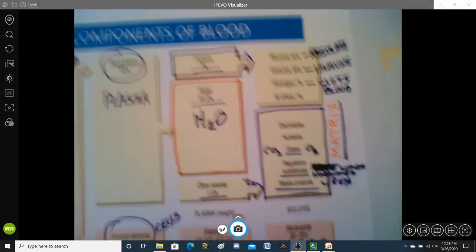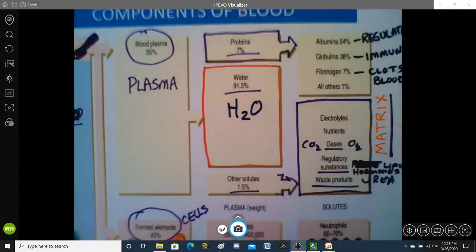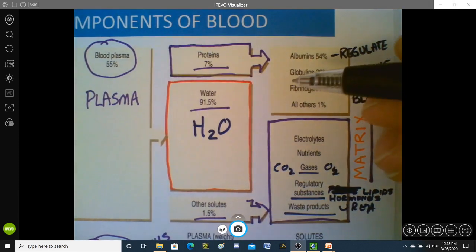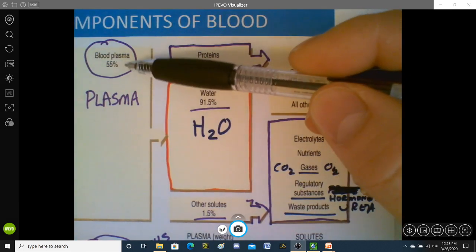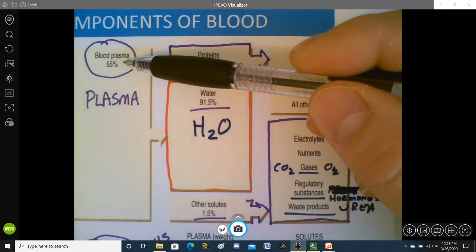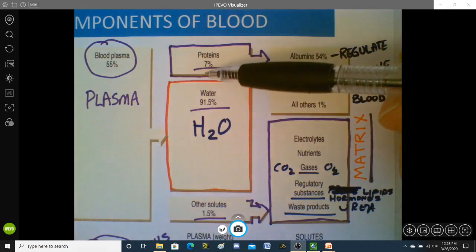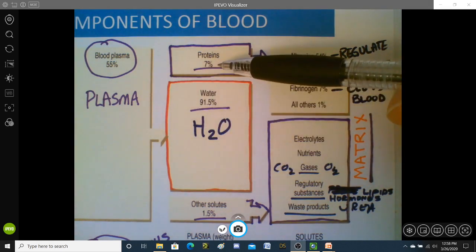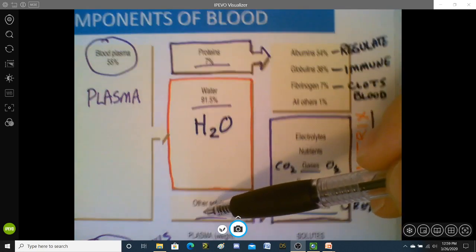I'm going to zoom into blood plasma. This is the liquid part of your blood. So anytime someone is talking about blood plasma, oh, so-and-so had a blood plasma transfusion, that is the liquid part of our blood. It makes up about 55% of the blood volume. It's broken into several different things. All right. So it's broken into proteins, water, and other stuff.